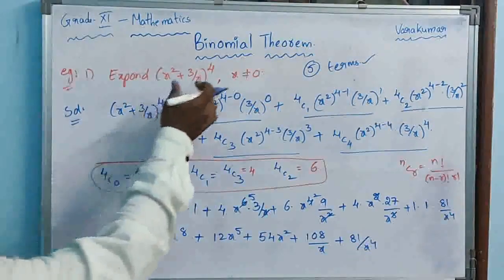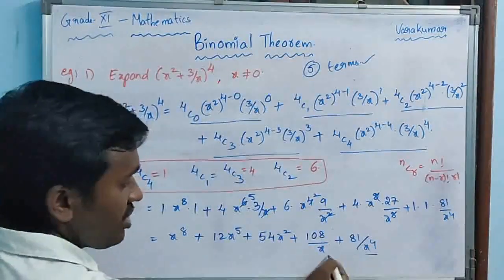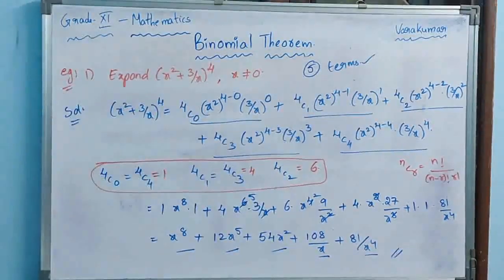See, when you expand it, the power is 4, so it has 5 terms: 1, 2, 3, 4, 5. So 5 terms. This completes the solution.